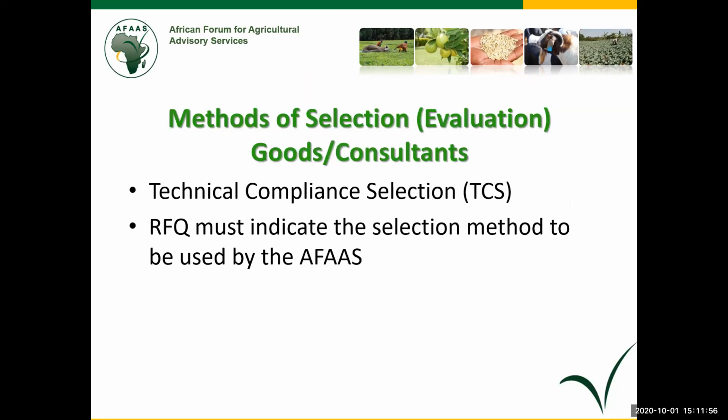What are the methods of evaluation for goods? When we're evaluating goods, it is technical compliance selection. What does technical compliance selection mean? What you are buying must satisfy the technical specifications. Whoever satisfies the technical specifications will be selected with the least price. So you may discover that a firm had, for example, the least cost, but again did not pass technically. That cannot be selected. So that's the rules of the game.